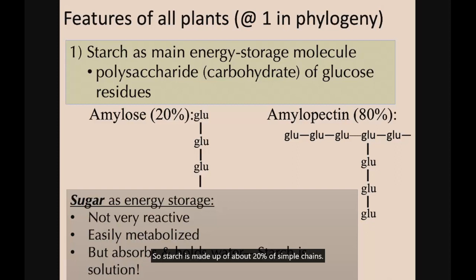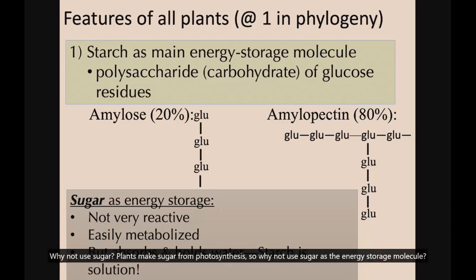So starch is made up of about 20% of simple chains, glucose, glucose, glucose, glucose, and about 80% of branched chains. And the unbranched chains are called amylose, 20% of starch, and amylopectin makes up the rest, 80% that is, and they're branched. Why do plants do this? Well, you'd think they could just use sugar, wouldn't you? Why not use sugar? Plants make sugar from photosynthesis, so why not use sugar as the energy storage molecule?